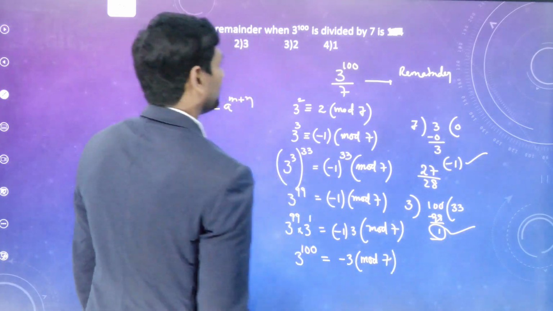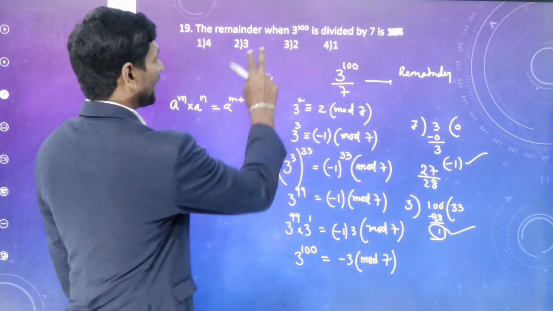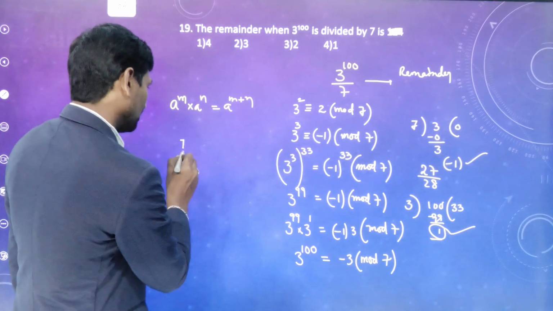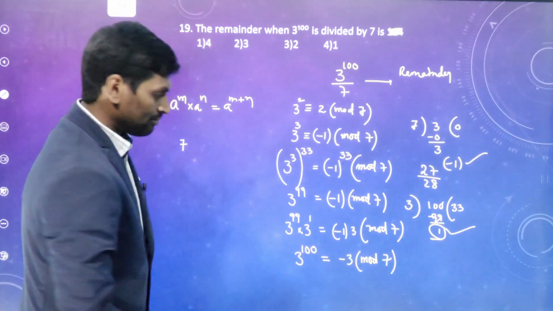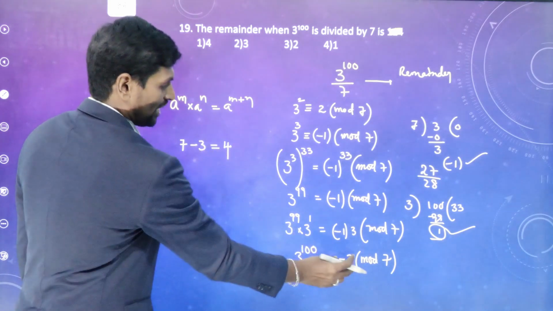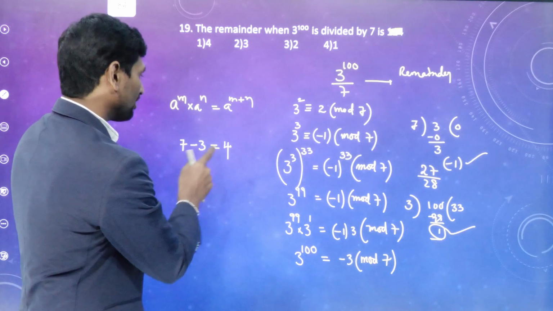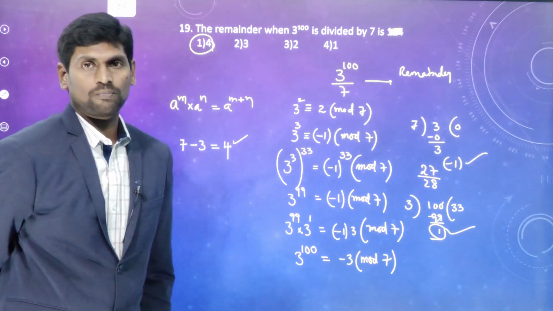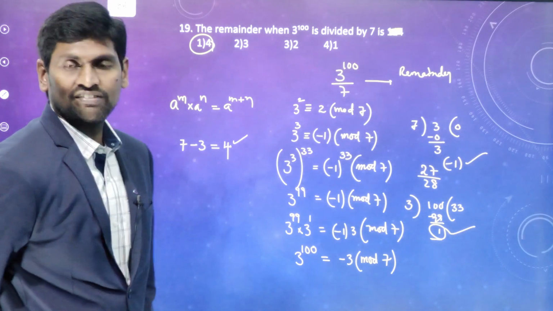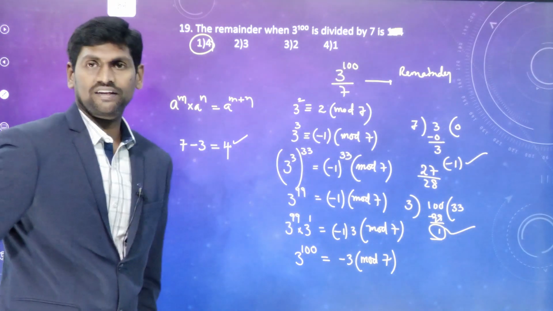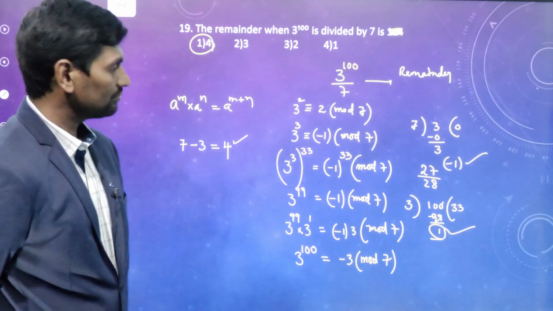But check the options. Options are not given in negative answers, only positives. So what to do? With the divisor 7, minus 3. The negative one we have to subtract from 7. 7 minus 3 is 4. 4 is the remainder. 3 power 100 is divided by 7, we will get the remainder 4. Like this we have to expand it. Okay, na?